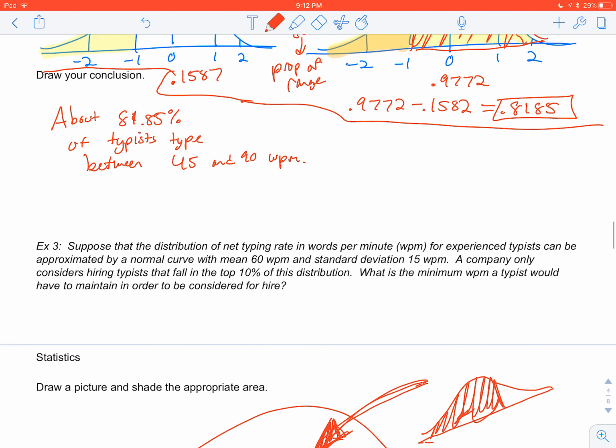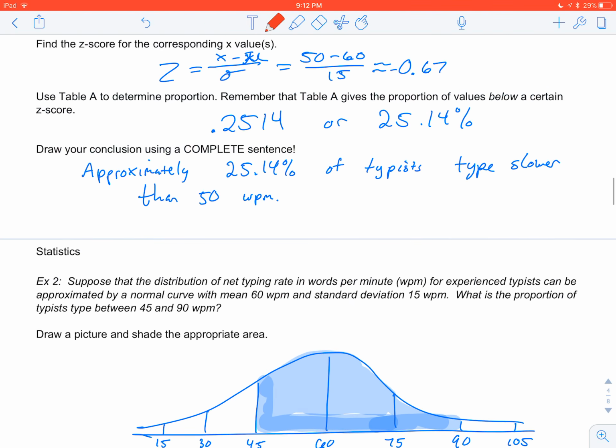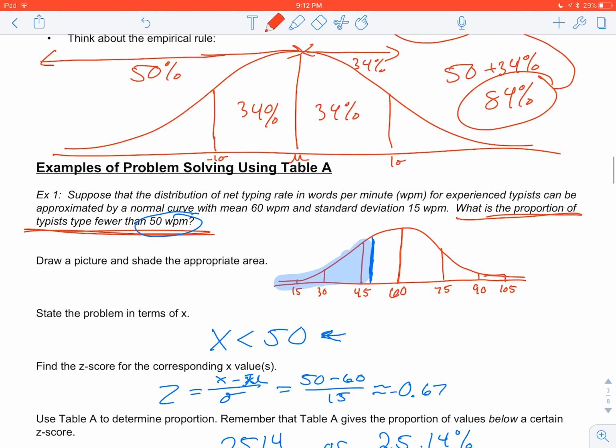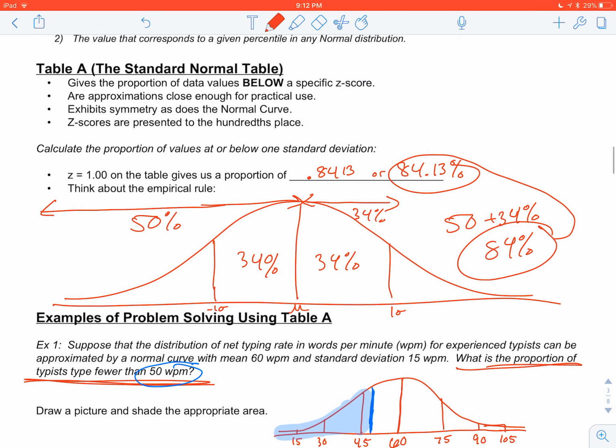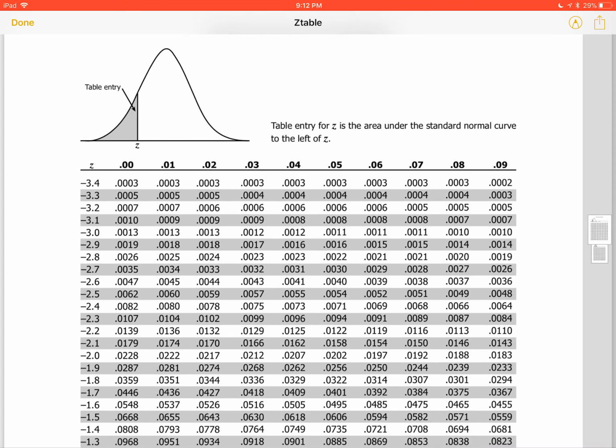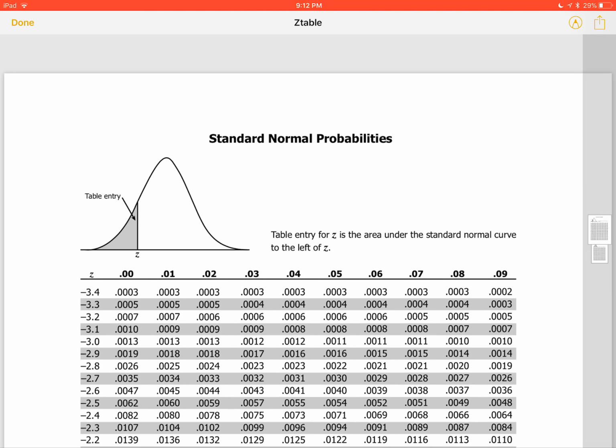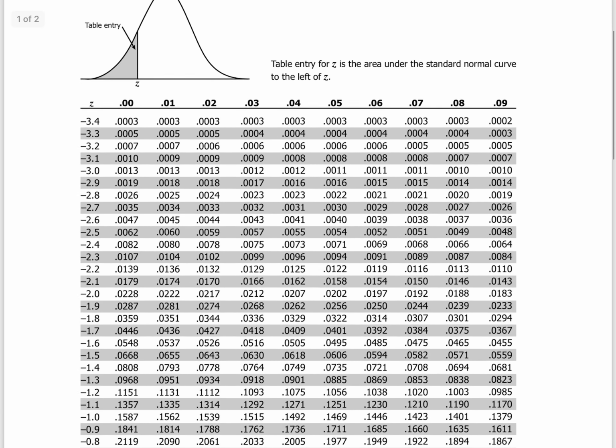So Table A is going to be frequently used in the back of the book. In case you don't have your book, it's very easy to Google Table A, or if you look at the title of the table, standard normal probabilities table, you'll have tons of examples to work from. It'll always be there for you.